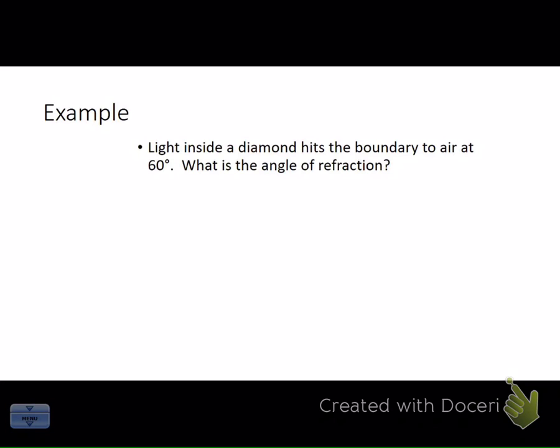All right, so here's an example. Light inside a diamond hits the boundary to air at 30 degrees. What is the angle of refraction? Using Snell's law here, we're looking for the exiting angle. So we're going to set up, resolve, and try to calculate theta 2. Let's plug in our numbers here: 1.52 sine of 30 over 1.